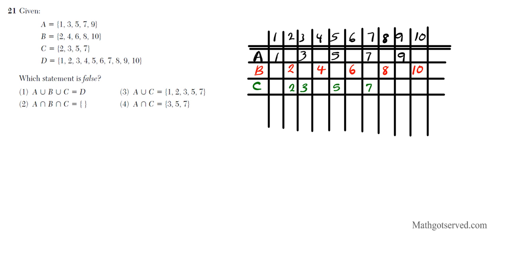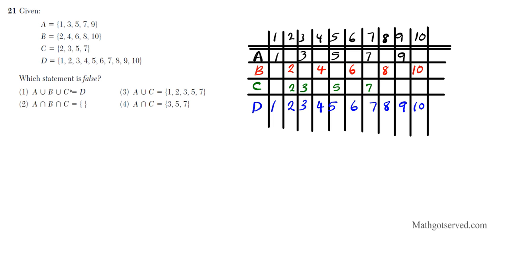All right, and then the last set is D, and the elements are just everything from 1 to 10. So let's fill it in. 1, 2, this is a different color. So for set D, we have 1, 2, 3, 4, 5, 6, 7, 8, 9, 10.